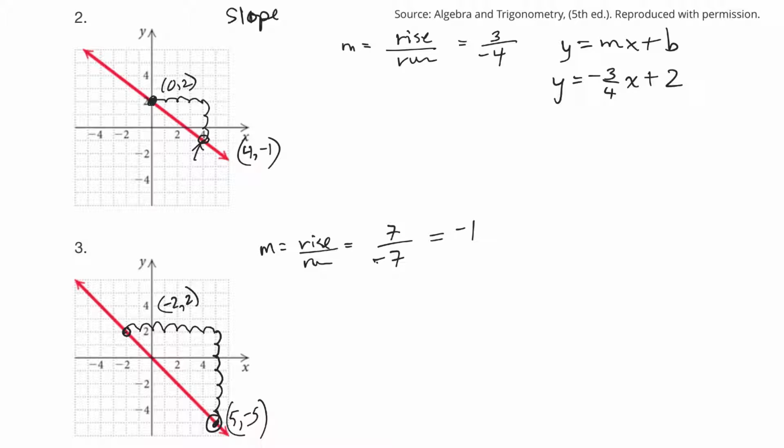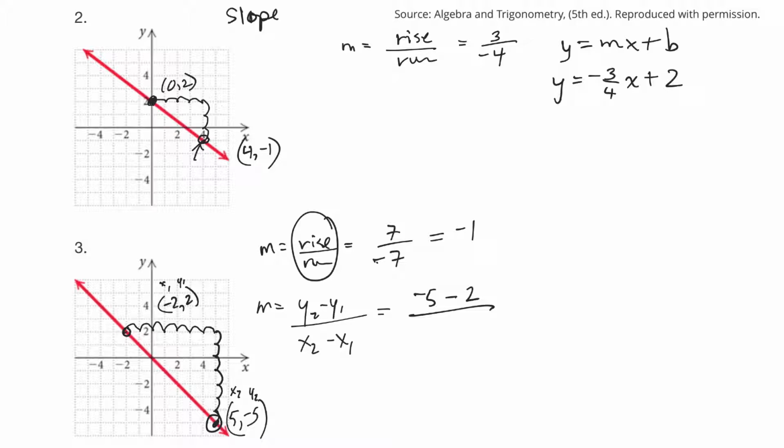Now, rather than just doing rise over run, you could also use the slope formula, y2 minus y1 over x2 minus x1. Let's pick this as x1, y1, and this as x2, y2. So y2 is -5 minus y1 is 2, all over x2 is 5 minus x1 is -2. If I simplify the top, that gives me -7. On the bottom, it'd be +7. So again, I come up with a slope of -1.